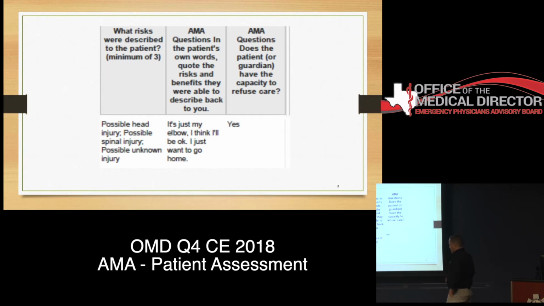Did this patient demonstrate capacity? No. So demonstrating capacity is demonstrating understanding of these risks. So they're talking about their elbow, which wasn't even mentioned. I guess that might be the unknown injury. I don't know. But these are the risks. They have to demonstrate understanding of these risks. So if this is all you're able to get out of the patient, then this would be a refusal without capacity. The answer to this question would be no. Does the patient have capacity to refuse care? So we got, oh, there we go. I forgot about that one.